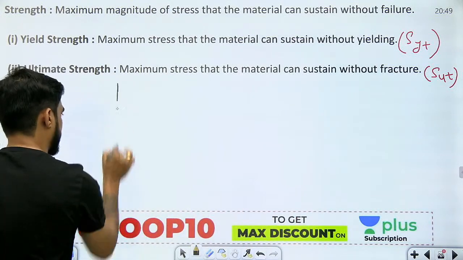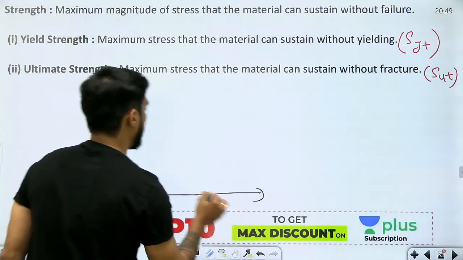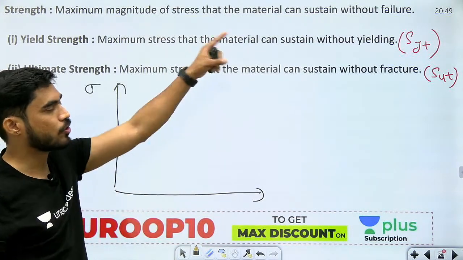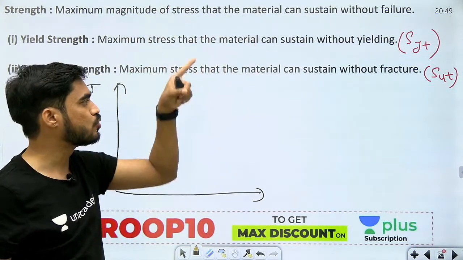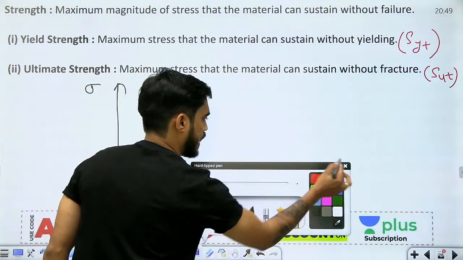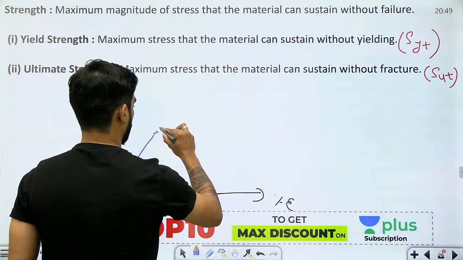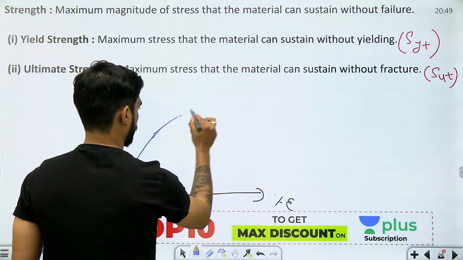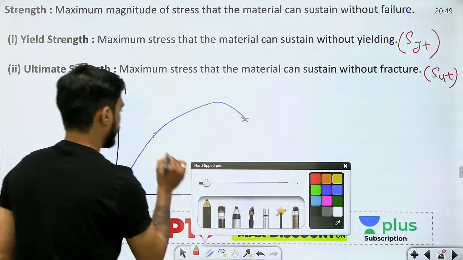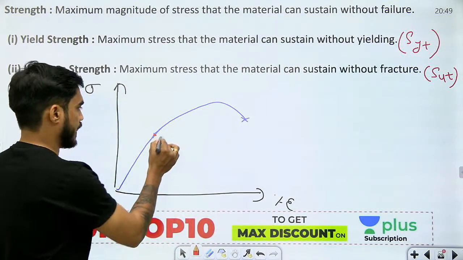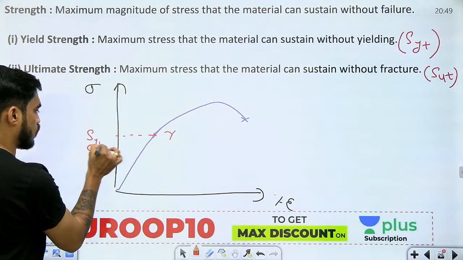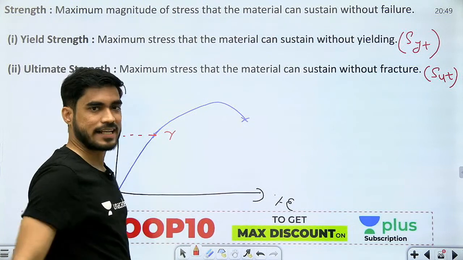So that's why these strengths are SYT and SUT. If your stress is compressive, then they will be denoted by SYC, SUC. Now beta, understand, if this is my stress strain curve, and this is the yield point, then this will be SYT and this is the fracture point.